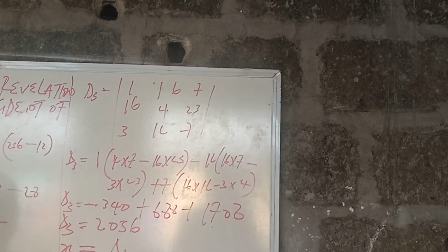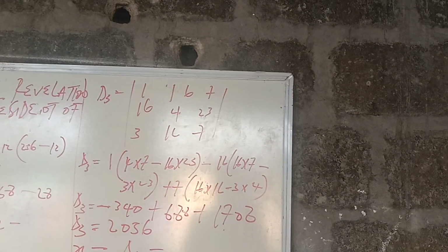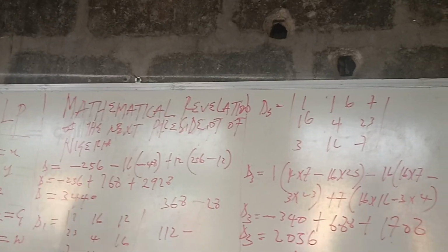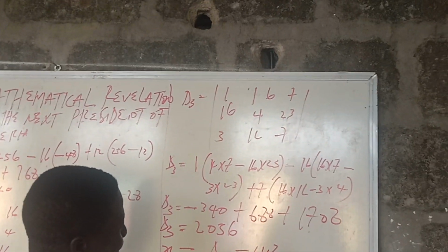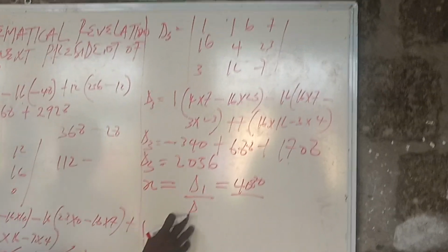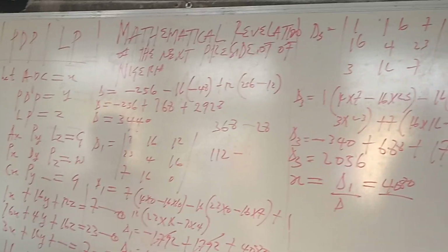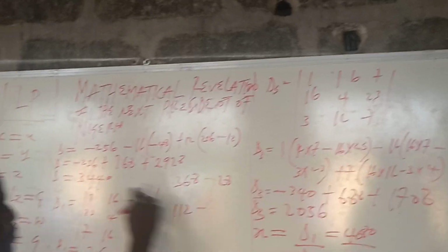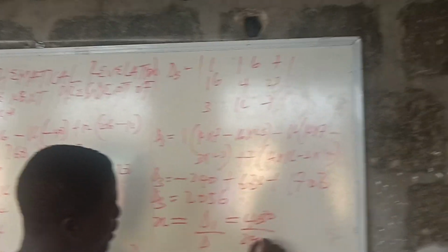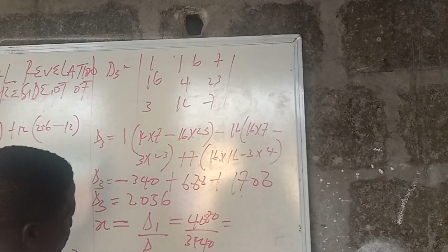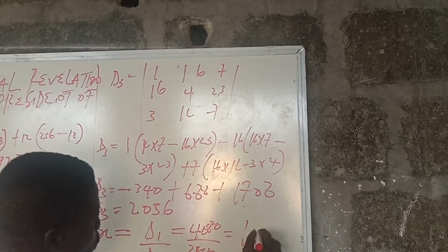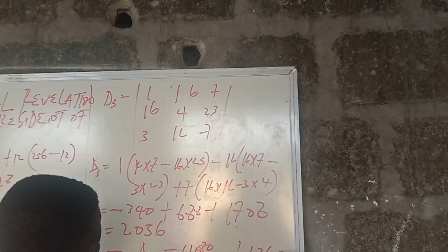Yes, sir. And that becomes what? What is our data 1? Our data 1 here, where is it? Where are you hiding? Please come out in Jesus' name. 4,080 divided by data. What is our data? Our data is 3440, right? 3440. And that gives us what? Right, please be fast. 1.18 what? 60. God bless you.